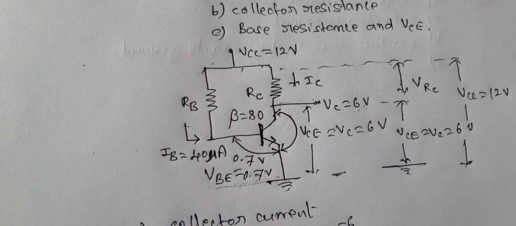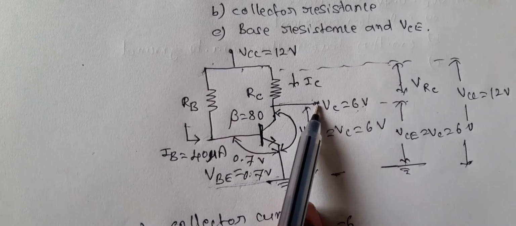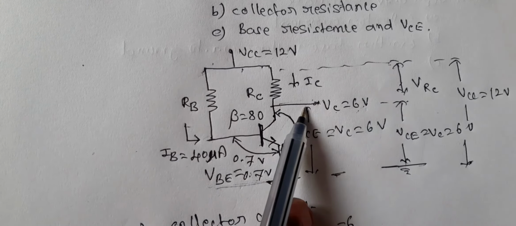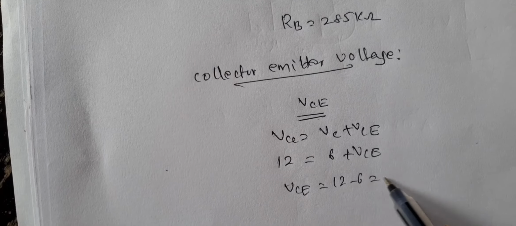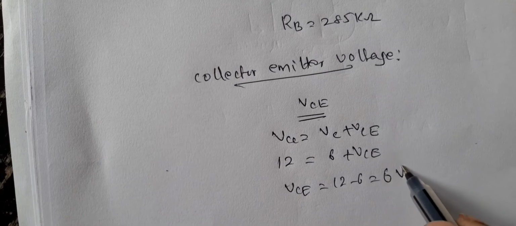Therefore, VC means collector voltage. That is nothing but collector emitter voltage. Since VC equals 6, VCE is also 6. You can also calculate like this. VCC is equal to VC plus VCE. So 12 equals 6 plus VCE, or VCE is equal to 12 minus 6, equals 6 volt.